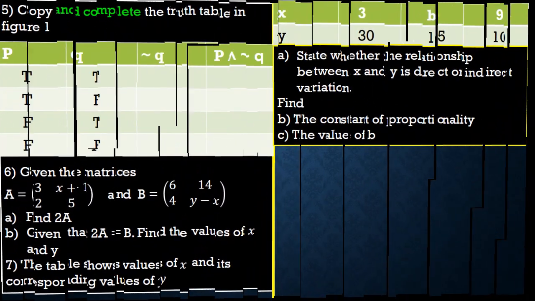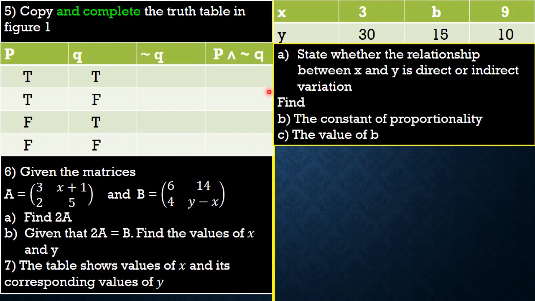Great, friends. Question 5 is saying to copy and complete the truth table in figure 1. This is it. Okay. So guys, let's evaluate this part. So now they've given us a table for P, a table for Q, and they want us to fill it in for the negation of Q and P and the negation of Q. All right. Let's start with the negation of Q.